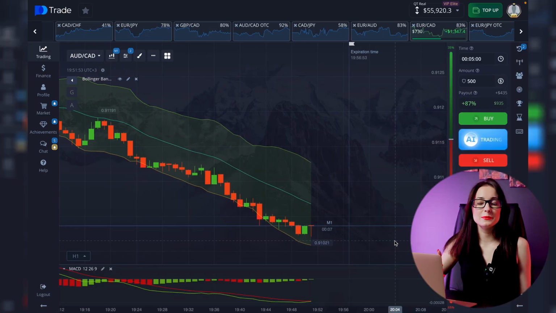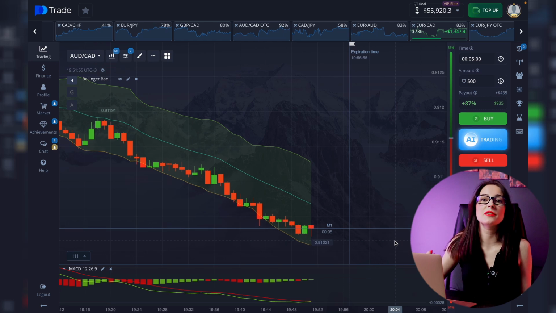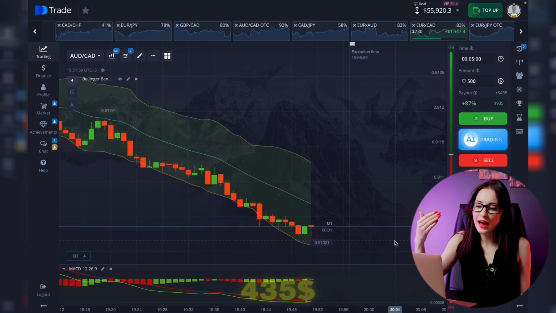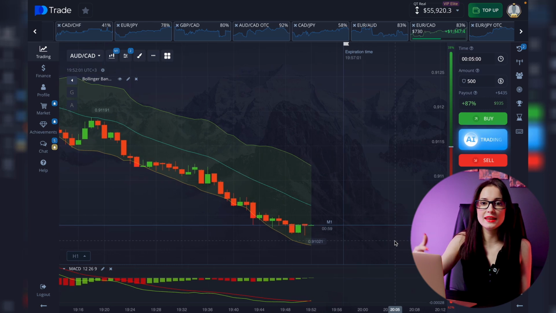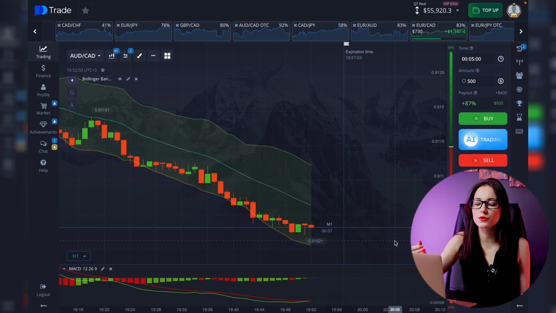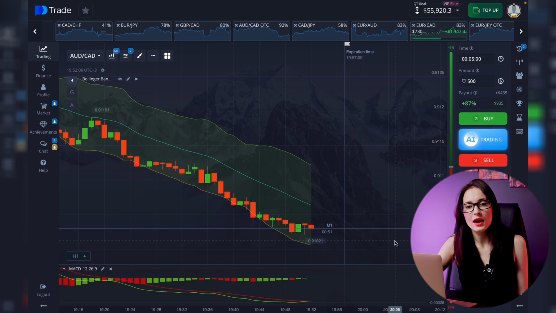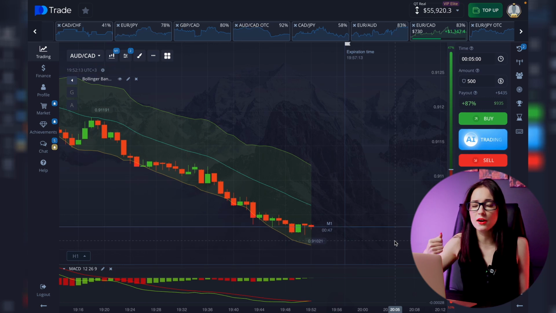Okay, the deal that we conducted also brought us profit, this time $435, and I really like it. So it's a trending market situation, which of course is confirmed by our strategy using Bollinger Band in combination with MACD.